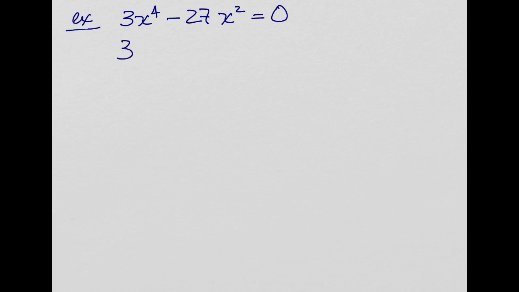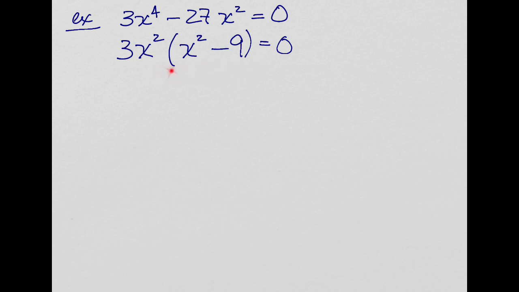And I have an x squared in both terms that I can pull out also. Left over from the first term, after I factor out 3x squared, I'm going to need another x squared. Left over from the second term, minus 27 divided by 3 is 9. The x squared is already factored out, so I don't need any more x's in there. Equals 0.